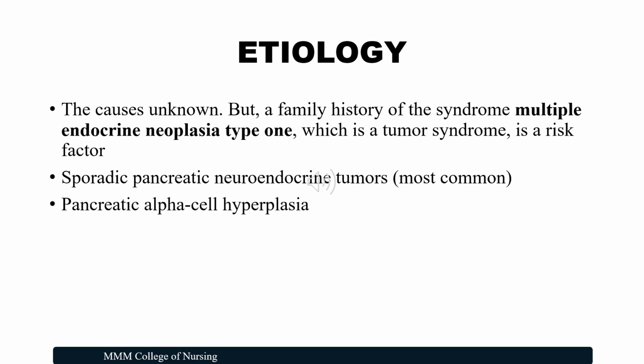Causes. The causes are unknown, but if there is any family history of the syndrome called multiple endocrine neoplasia type 1, which is a tumor syndrome, this type of tumor syndrome is one of the risk factors in the family. Sporadic pancreatic neuroendocrine tumors are the most common risk factor, and when there is any pancreatic alpha cell hyperplasia, that also is one of the risk factors for this syndrome.